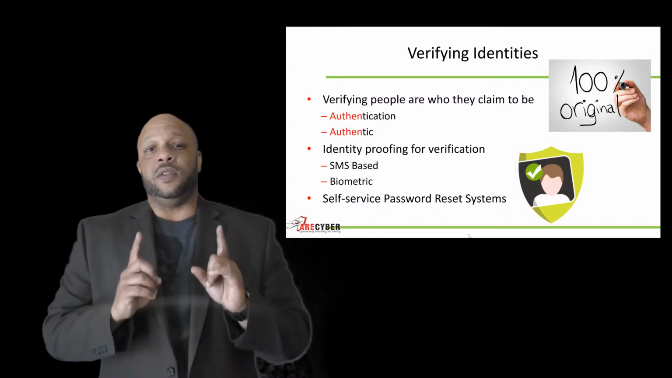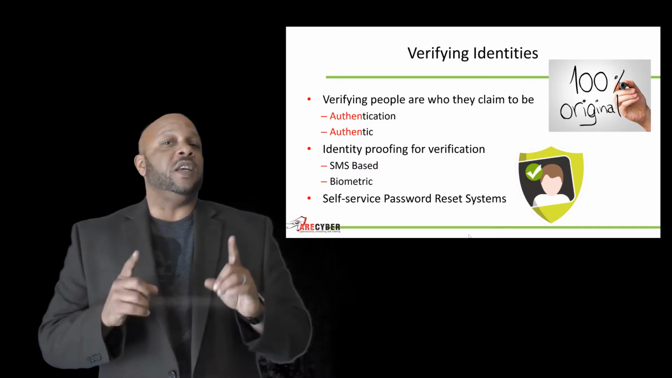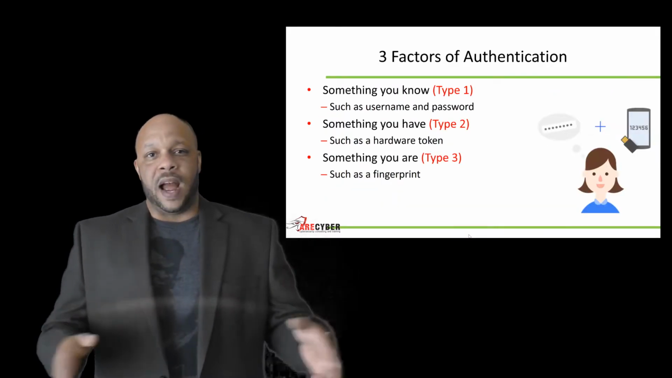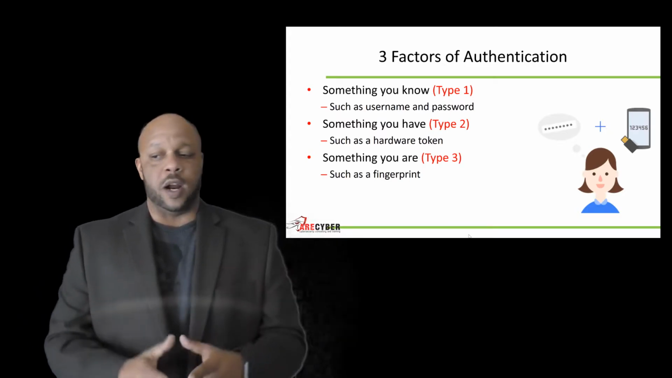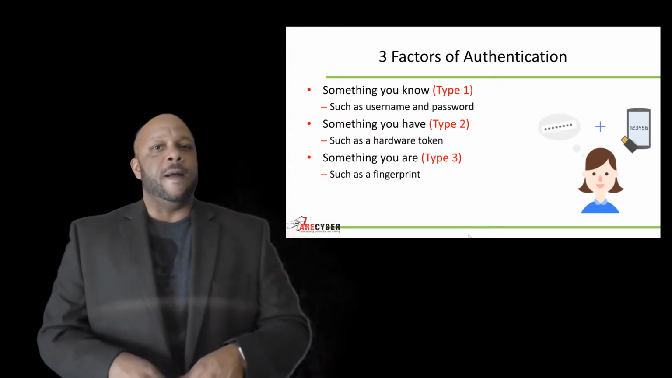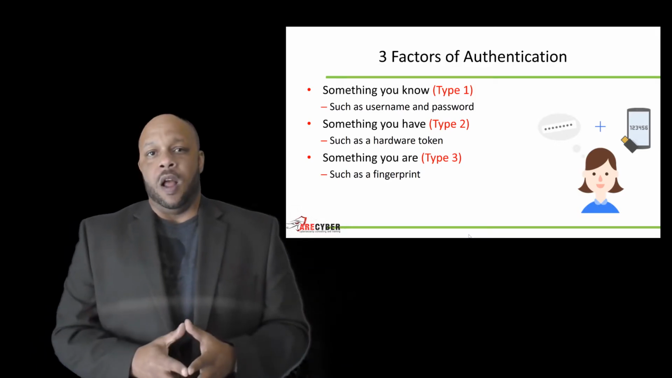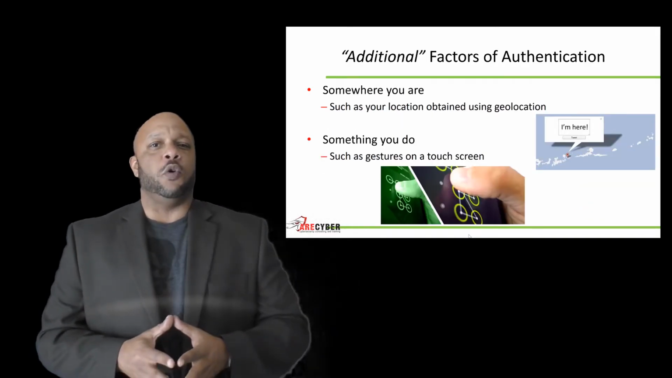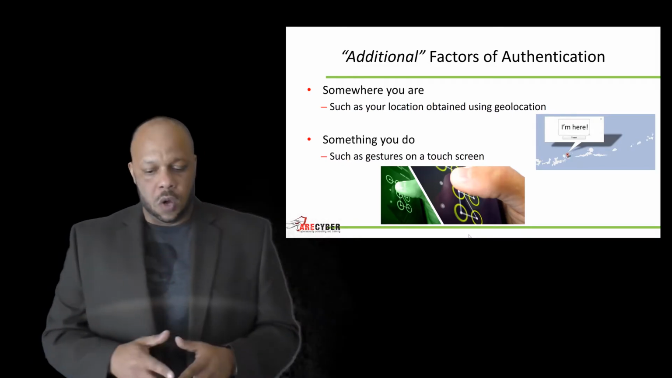You will need to know the 3 factors of authentication. Type 1 is something you know, like a username and password. Type 2 is something you have, such as a hardware token. And type 3, a fingerprint or any other biometrics, something you are. There are some additional factors that might show up on the test, some where you are and something you do.